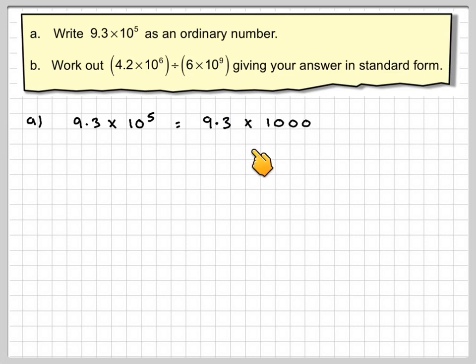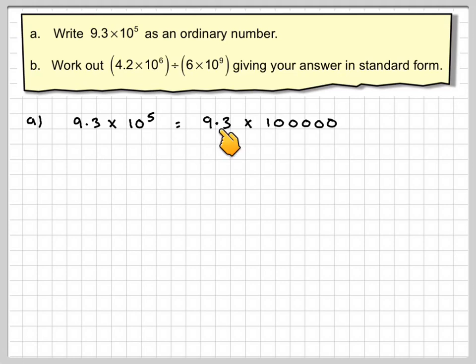Well, that's 9.3 times 100,000. That's what 10 to the 5 is. Remember, standard form is a times 10 to the n. A must be between 1 and 9. And the number n is an integer, positive or negative.